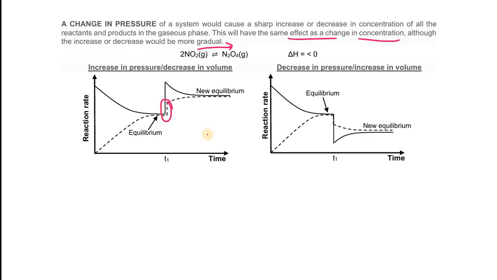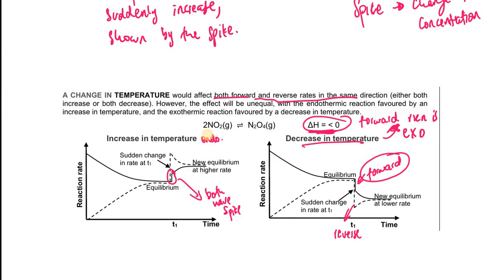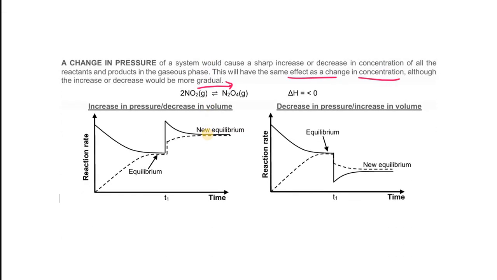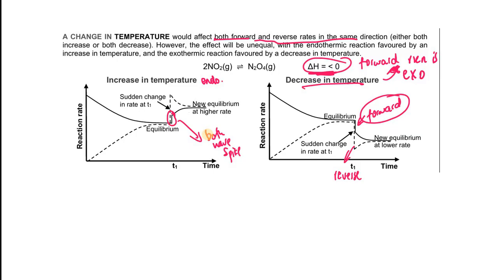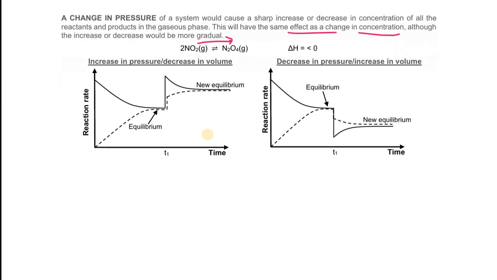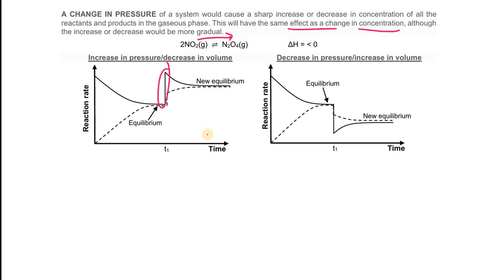But both of them also go up, but then they gradually decrease. It's more similar to temperature. Do you see that? But it's different in this form. It's different in that for temperature, the reverse is the one that was favored here. But here, the forward is the one that was favored because the forward produces fewer moles.